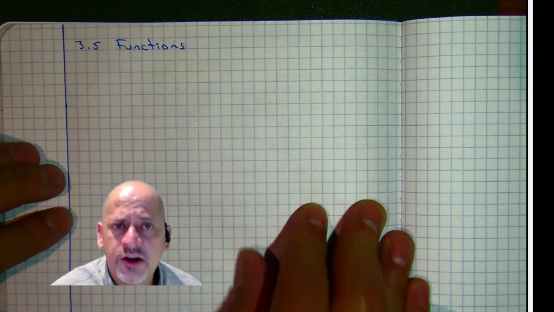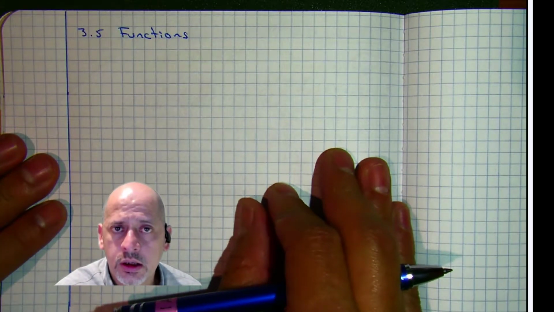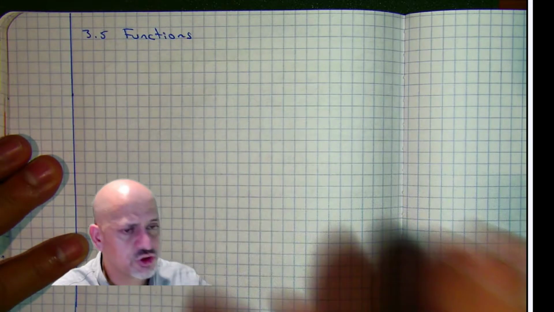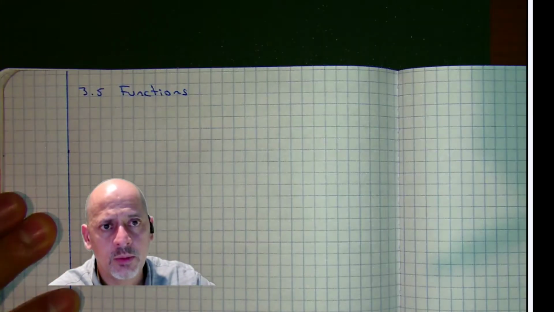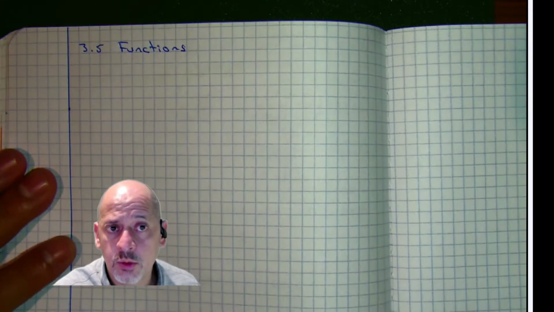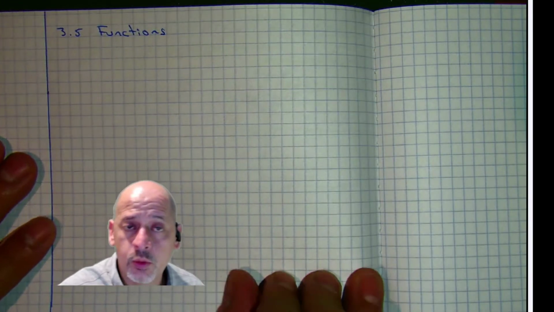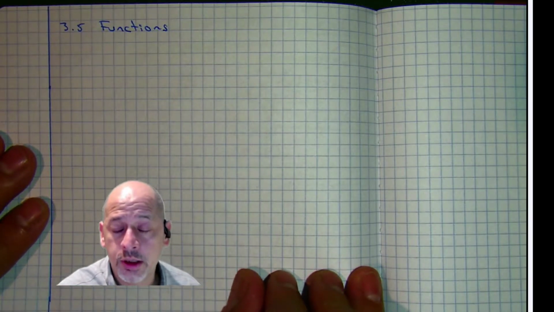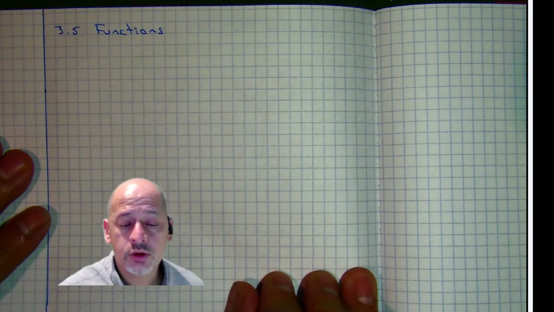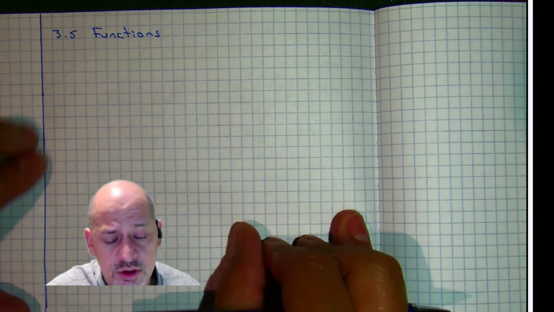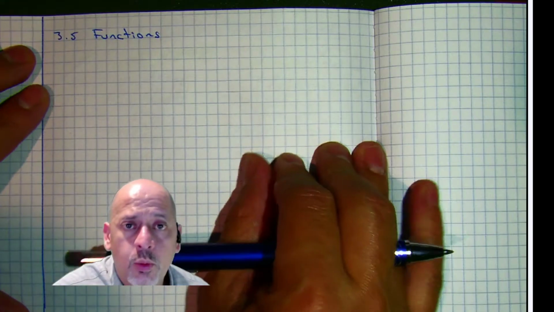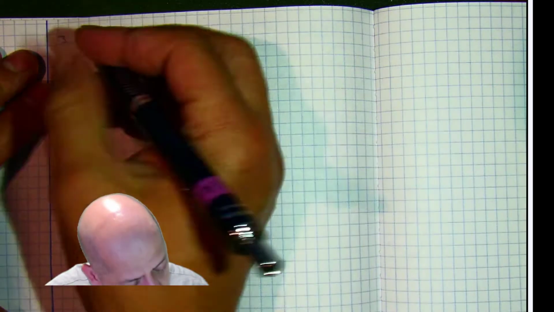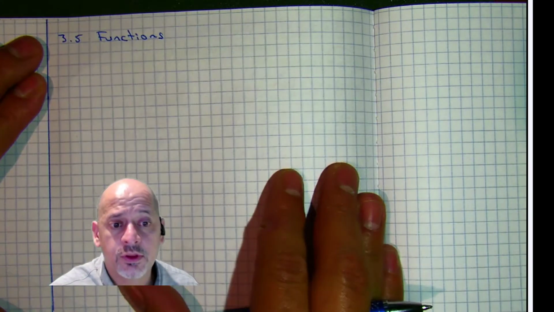So we talked about functions back in section 3.1. We plugged in values for functions, and then we were able to graph them. We graphed functions in 3.3. So today we're going to continue talking about what is a function. First, we're going to talk about what is a relation. And you don't need any cutouts for this section.